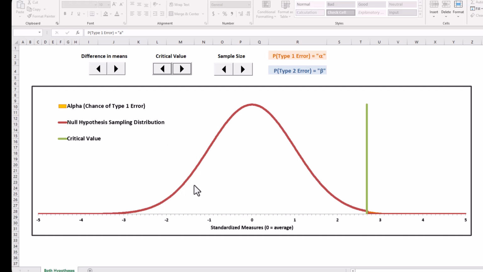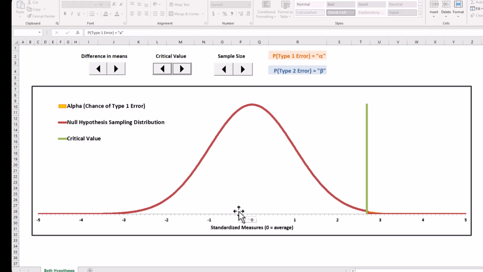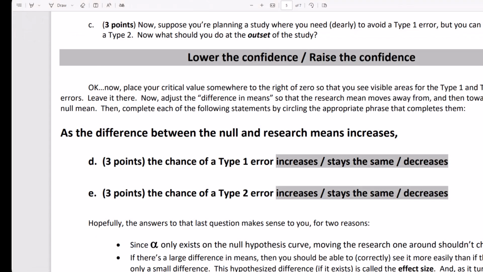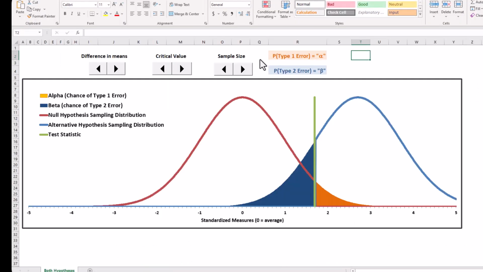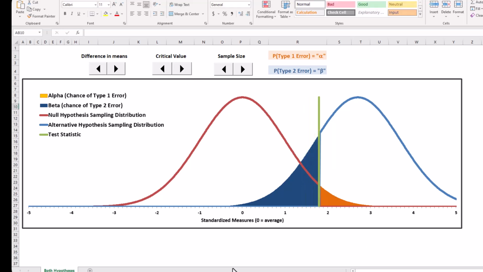Okay. All right, let's look what we got here. Now place your critical value somewhere to the right of 0 so that you see visible areas for type 1 and type 2. I better put those back now, huh? Uh-oh. Hope I can. Did I break them? I broke them. That's all right. I'm just going to shut the sheet down and then open it again. It's all good. All right, here we go. There we go. So we want to see visible areas. Actually, this will work. I can see visible areas for type 1 and type 2. It's weird that the undo didn't work there. Okay, anyway.